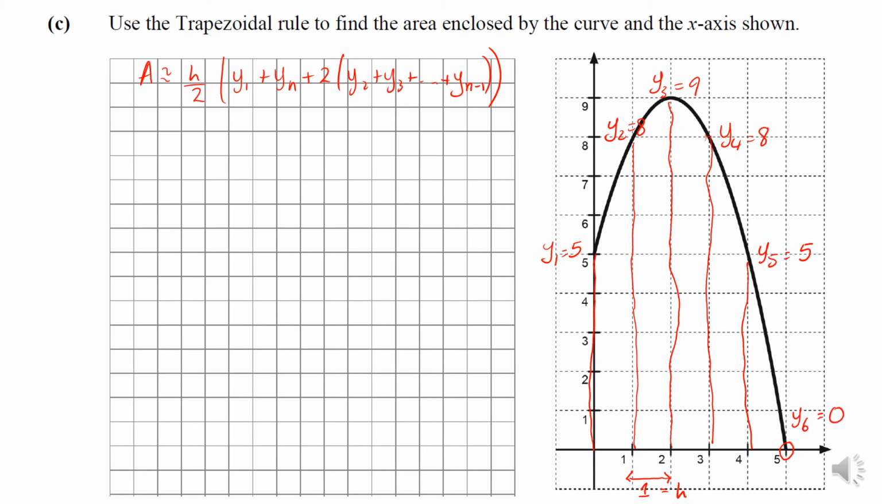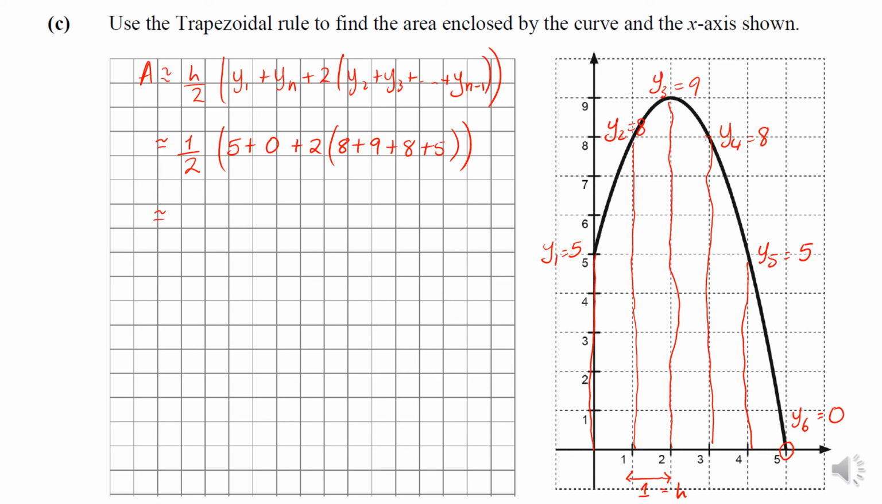Now we have to substitute that into our formula. So h is 1, so 1 over 2. And then let's put in the numbers. 5 plus the last one is 0. So y1 and y6 we're using there. And then 2 times the others. So the others were, the second was 8 plus 9 plus 8 plus 5. Now, we're getting lots of marks there for correct formula and correct substitution.